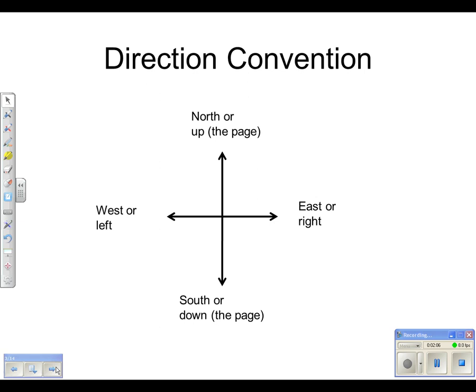You will also see positive and negative. And so usually heading to the right would be positive. Heading to the left would be negative. Or if you're going up and down, going down is negative. Going up would be positive. But pick something that makes sense.